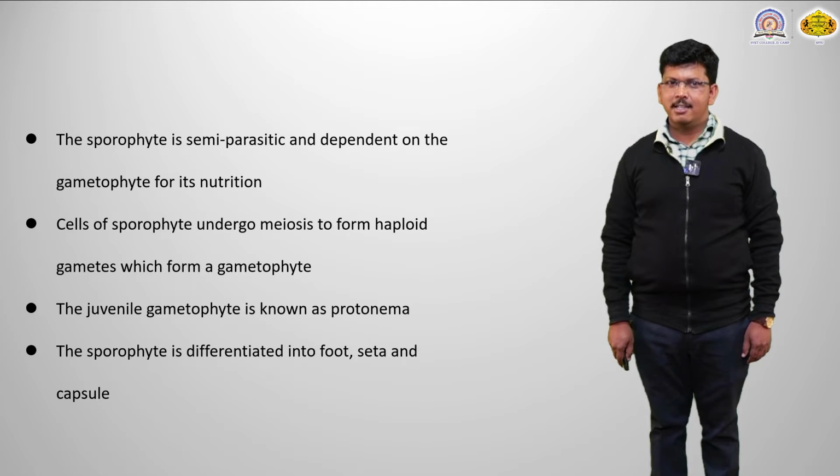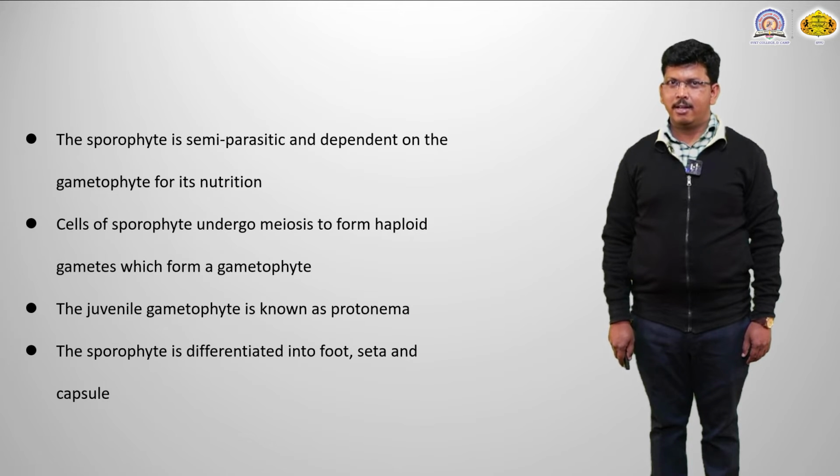Okay, next characteristic is the cells of sporophytes undergo meiosis to form haploid spores, which form the gametophyte. So here a meiosis process takes place. Meiosis and mitosis, I think all of you know, are cellular processes, cell division processes. Mitosis generally happens in the vegetative cells, and meiosis happens in the reproductive cells. So this is the cell division part.